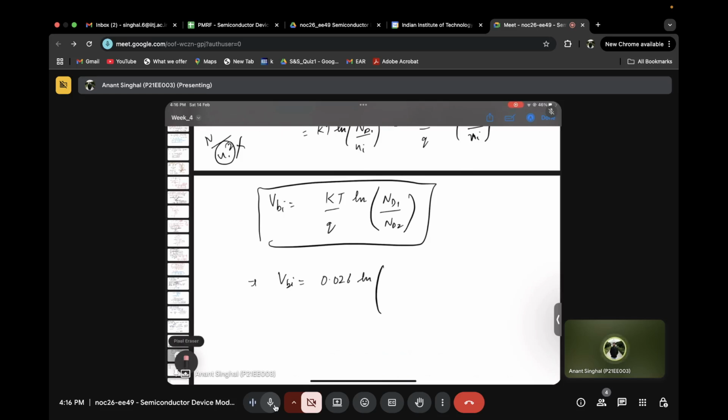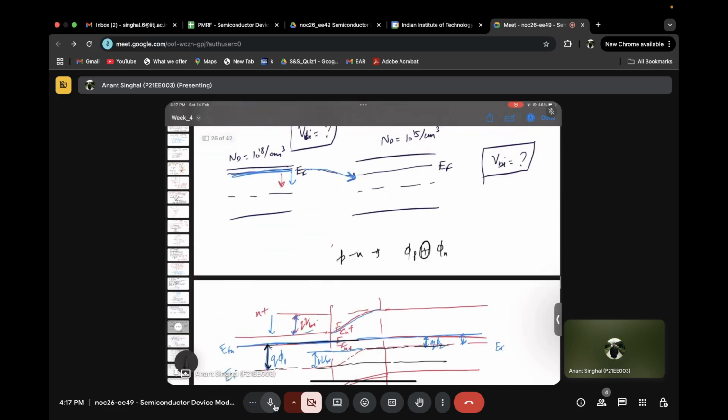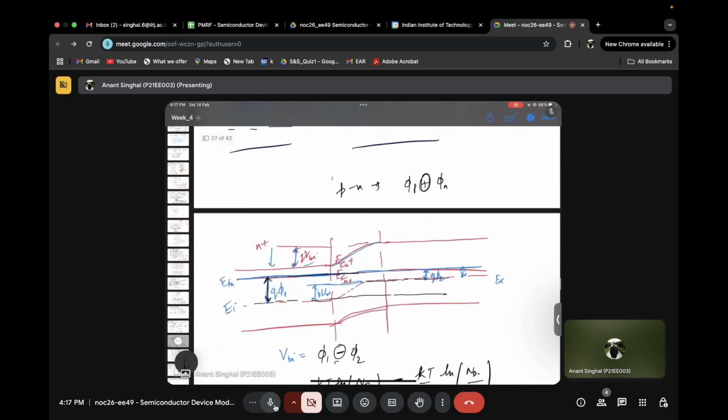The higher one was 10 to the power 18, let's say, and the lower 10 to the power 15. So it should be 0.026 ln of 10 to the power 3, that is 3 times ln 10, and then 2 times that. So it should come out to be 0.1726 volts. Is the concept clear to everyone? So this is an n plus n junction.